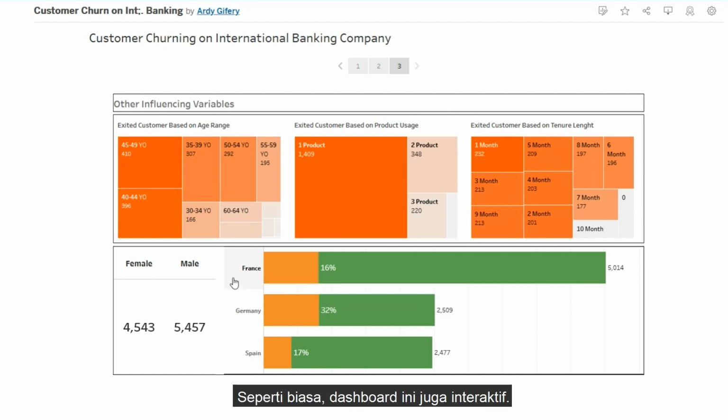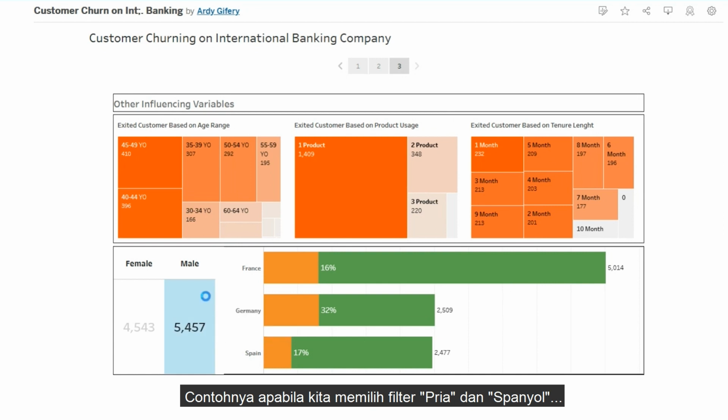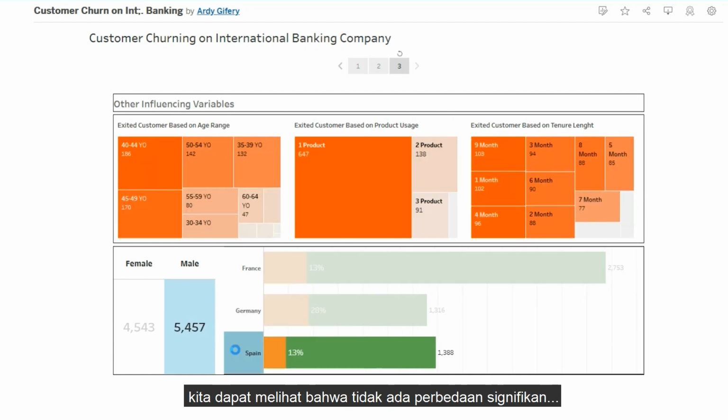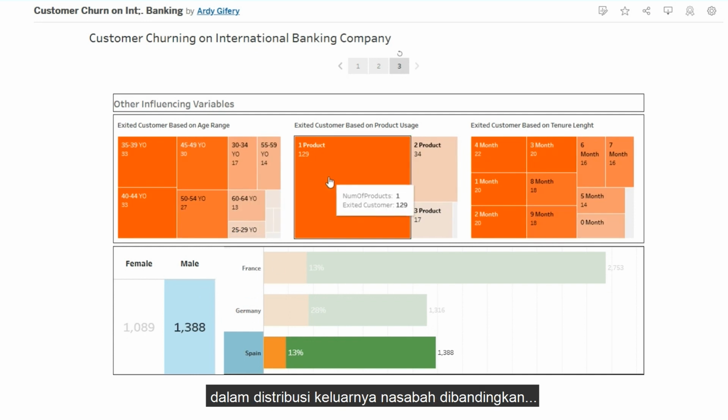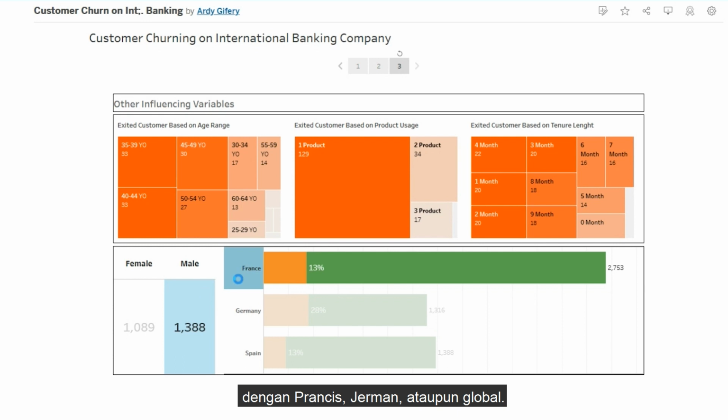As usual, this dashboard is also interactive. For example, if we select a filter for male and Spain, we can observe there is no significant difference in the distribution of exited customers in Spain compared to France, Germany, or globally.